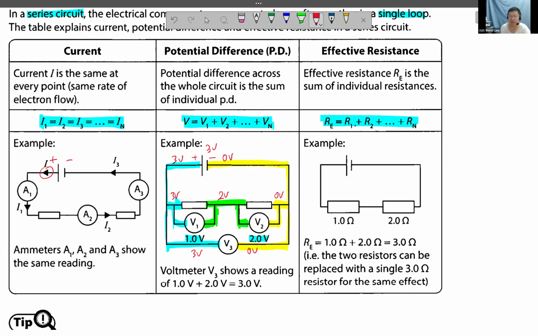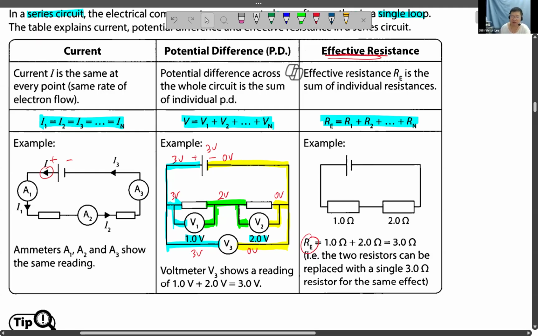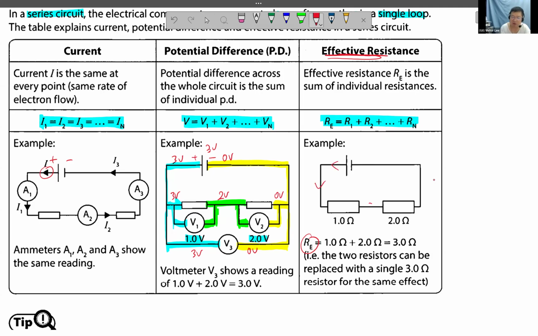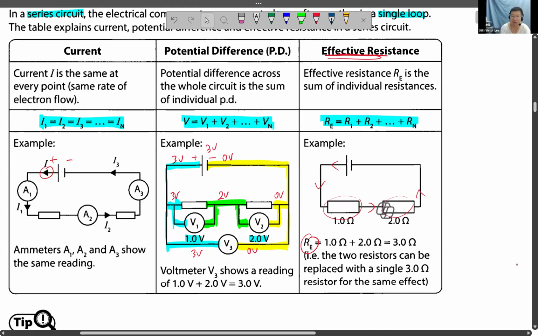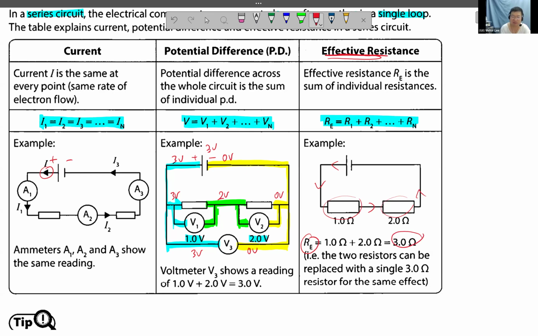Then the resistance is also as easy. Imagine that resistance is the resistance to the flow of current. If it's a single path, the sum of the resistances will be the overall effective resistance, which they write as R effective. Because there's only a single path of current flow, you flow through one resistor, then the second resistor, and therefore the sum of the resistances is equal to 3. You must remember this for the series circuit.